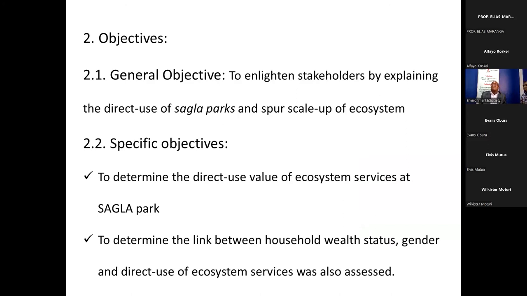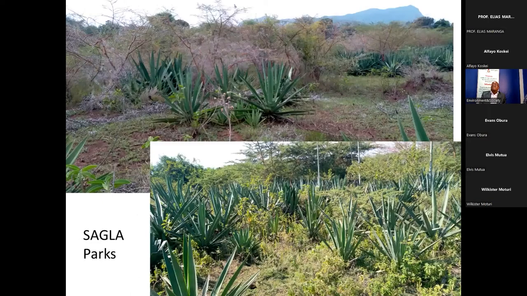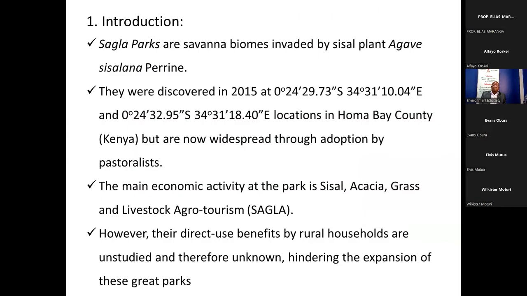Yeah, the first one is about the problem which the study was addressing. And the problem was, this was a gap. And that gap in knowledge has actually hindered the stakeholders' knowledge and support and expansion of these parks.